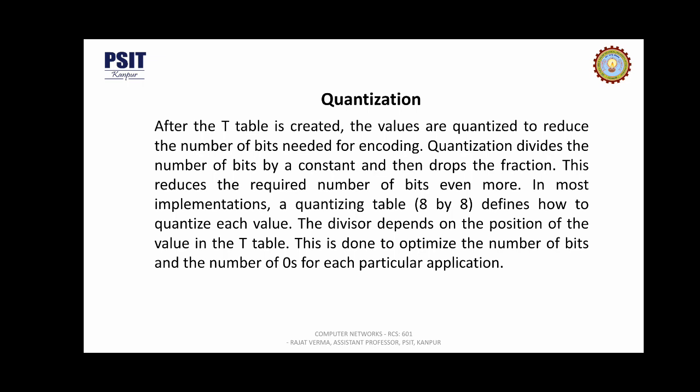In most implementations, a quantizing table of 8 by 8 defines how to quantize each value. The divisor depends on the position of the value in the table T. This is done to optimize the number of bits and the number of zeros for each particular application.